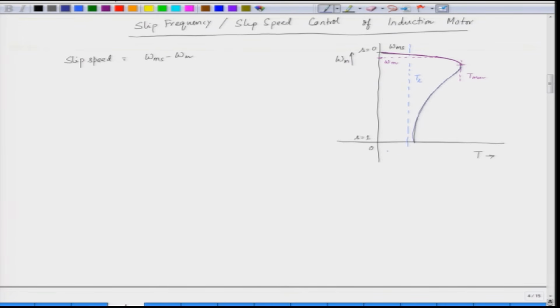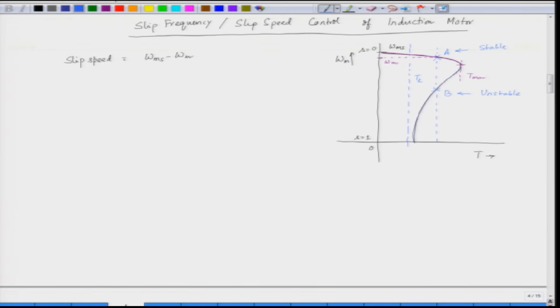So, if we have a torque which is a little higher than that, we see that it intersects the torque speed characteristic at 2 points, one is at this point, the other is at this point. So, for a constant torque load, the point A is a stable point, and point B is an unstable point. So, we have to operate the motor in a stable region.